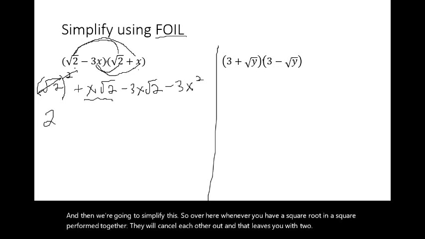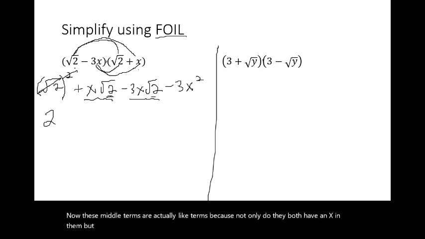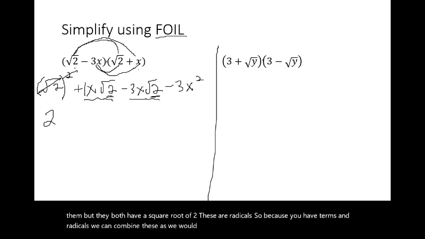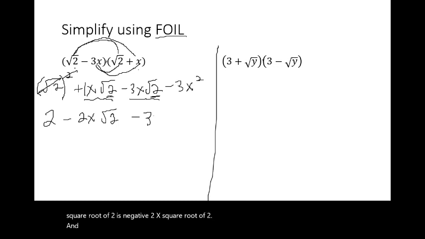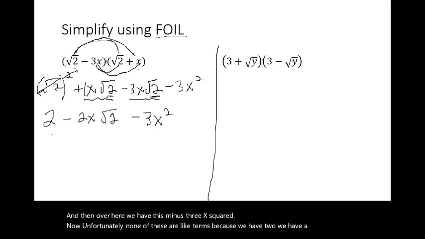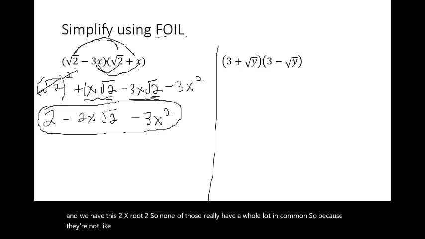Now these middle terms are actually like terms, because not only do they both have an x in them, but they both have a square root of 2. These are like radicals. So because you have like terms and like radicals, we can combine these as we would any other like term. So 1x square root of 2 minus 3x square root of 2 is negative 2x square root of 2. And then over here we have this minus 3x squared. Now unfortunately none of these are like terms because we have 2, we have a 3x squared, and we have this 2x root 2. So none of those really have a whole lot in common, so because they are not like terms, that is as simplified as that's going to get.